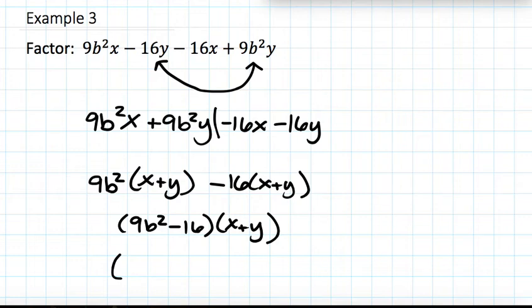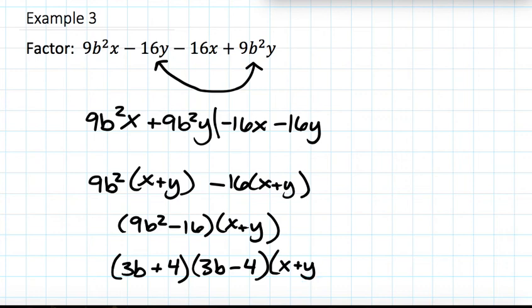So what I'm going to do is say, okay, 9 and 16, those are perfect squares. I have b squared, so I can use difference of squares. Square root of 9 is 3, and then this is going to be b. 2 divided by 2 is 1, so b to the first. And then I'm going to have plus square root of 16, which is 4. And then the exact same thing, but with a minus sign in the middle. So 3b plus 4 times 3b minus 4. And then the x plus y, I can't factor that at all, so that just stays the same. So this is the answer for example 3.